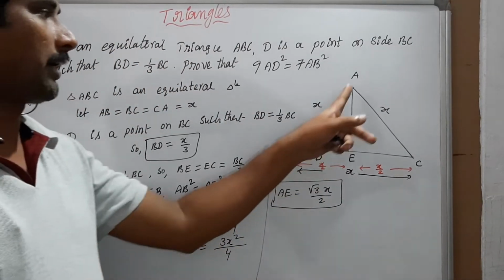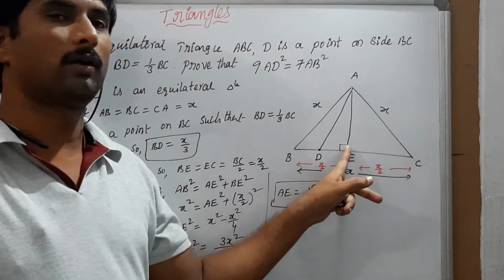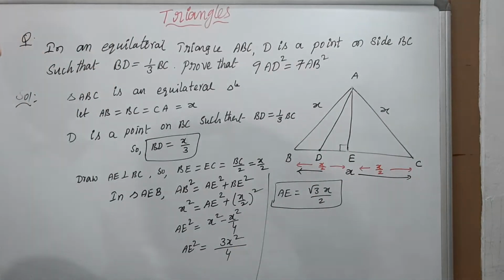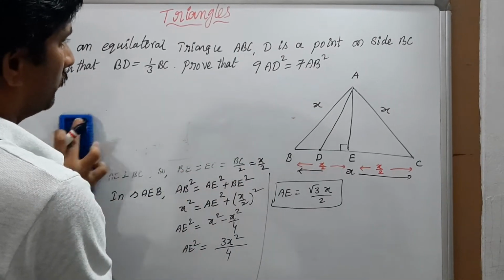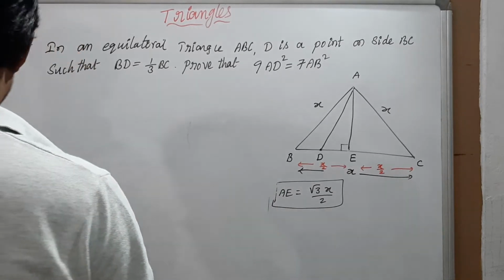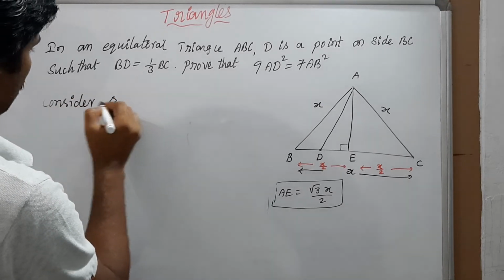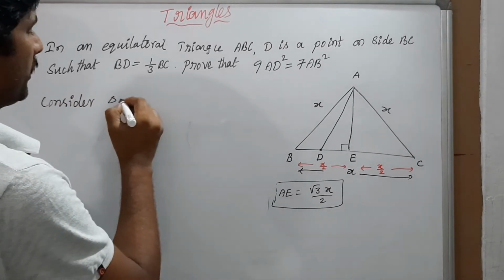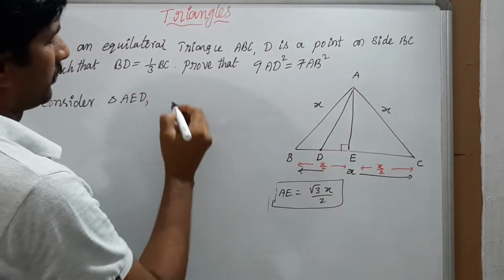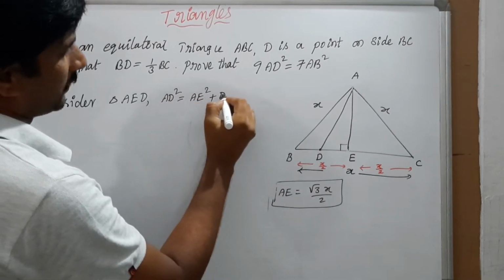Now we have to consider triangle AED. In triangle AED, right angle at E. As per the Pythagoras theorem statement, hypotenuse square equal to side square plus side square. So in this triangle AED, AD square is equal to AE square plus DE square.